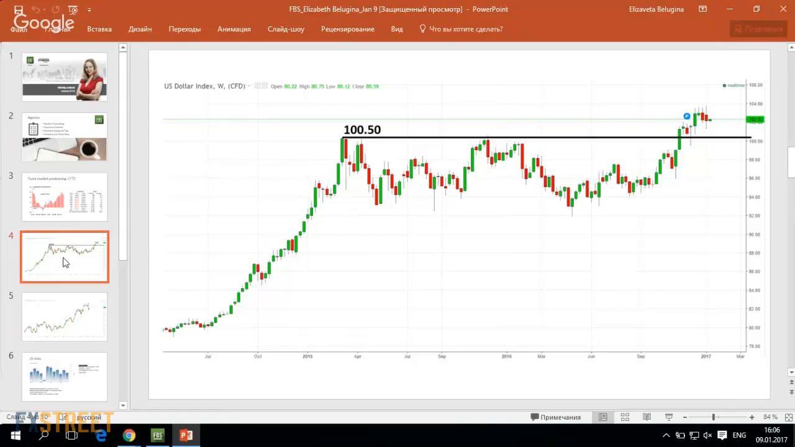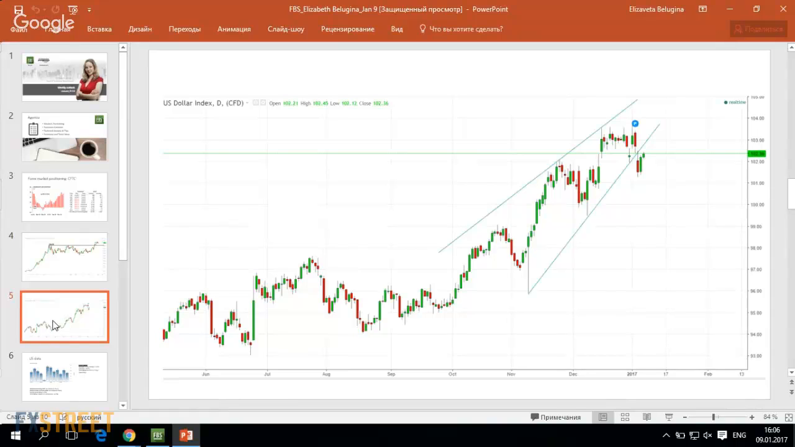We can see that during the year of 2016, the US dollar index broke an important resistance level in the area of 100 points. To be more precise, it's the 100.50 mark. And this level is now acting as support. As long as the US dollar index is trading above this mark, the overall outlook for the greenback is bullish. But taking into account some fundamental factors, the odds are that we will test this support level once again.